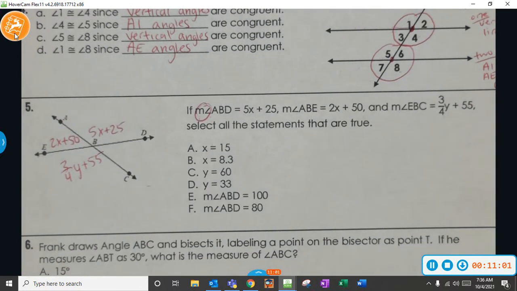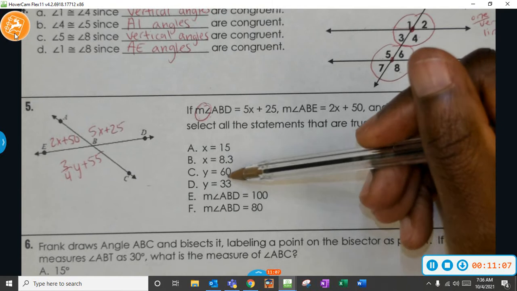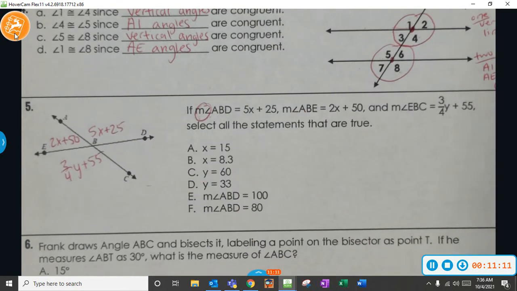Select all the statements that are true. Alright, so we need to figure out x, because there's two choices with x equals something. We need to figure out y. We need to figure out the measure of angle ABD, so we can decide if any of these are true.